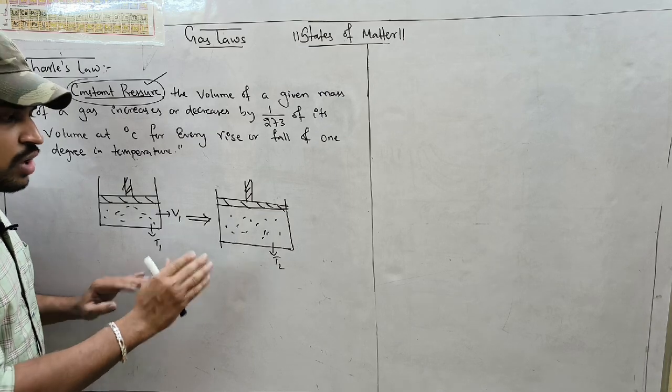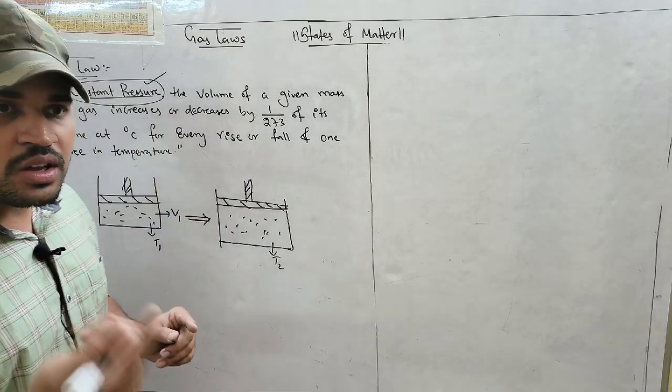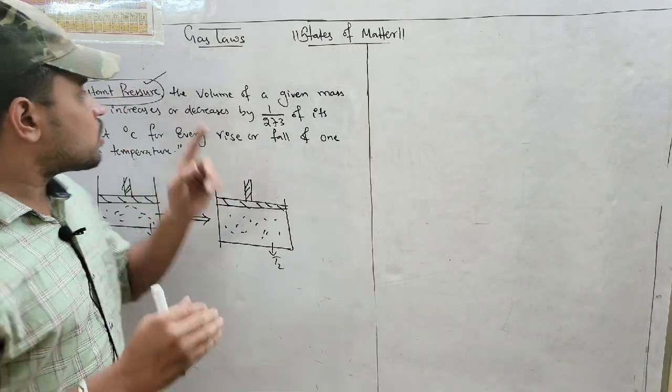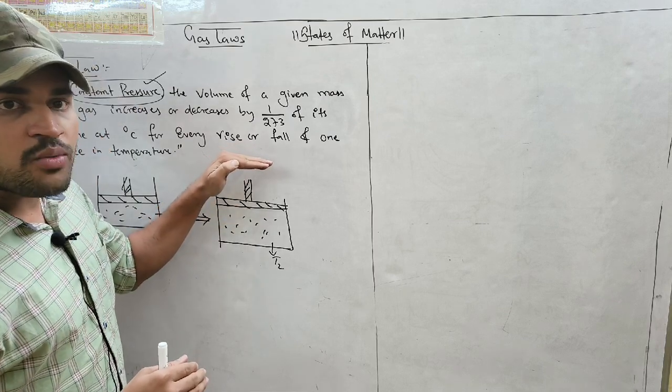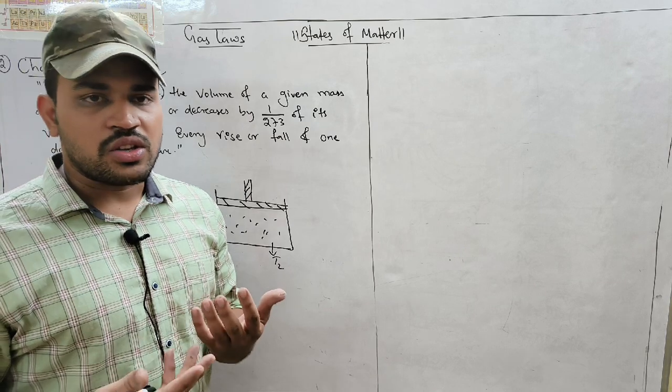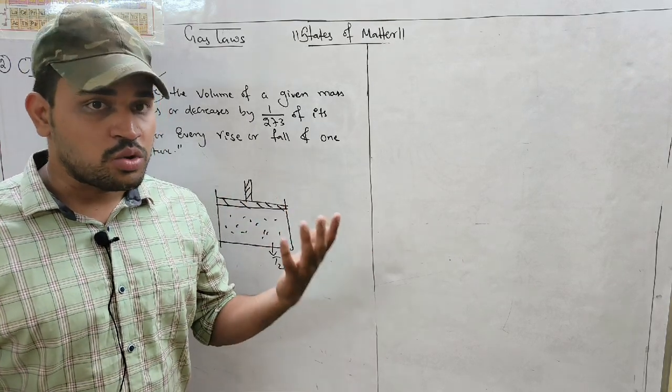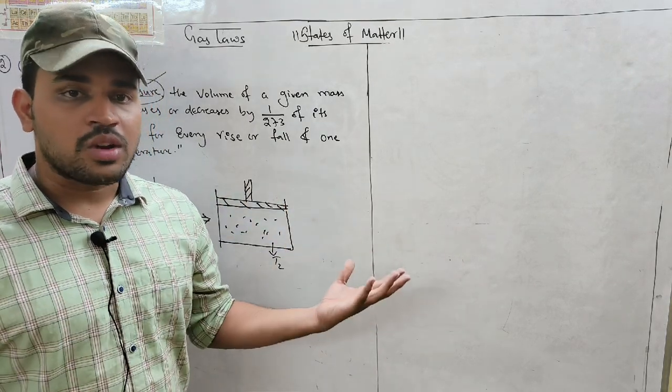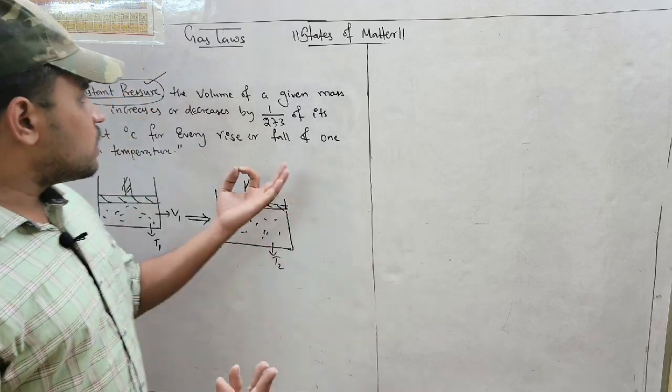Hope that's clear. As temperature is increasing, pressure increases. So to make the pressure constant, we have to increase the volume. So in this case, as temperature is increased, the volume of the gas is going to increase because of more kinetic energy. Hope you clear this concept.